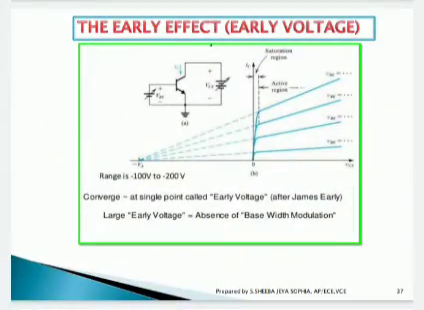Here is the graphical representation of this early effect. It ranges from minus 100 volt to 200 volt. How its variation goes on, you can see here how it acts in the saturation region and in the active region. It converges at a single point called early voltage, and a larger early voltage means absence of base width modulation. Yes, when we increase the voltage to the maximum, the width becomes totally absent. That is, it becomes very narrow, and this condition is said to be the absence of base width modulation.